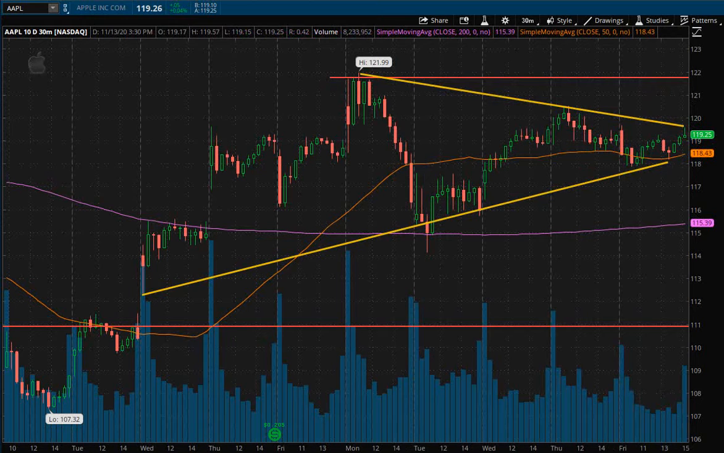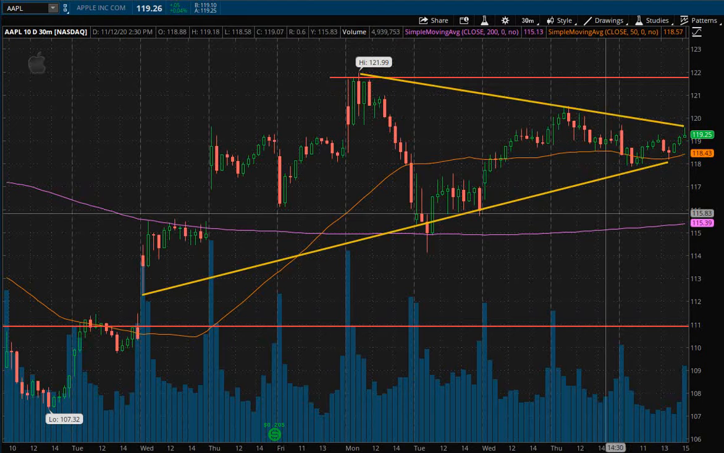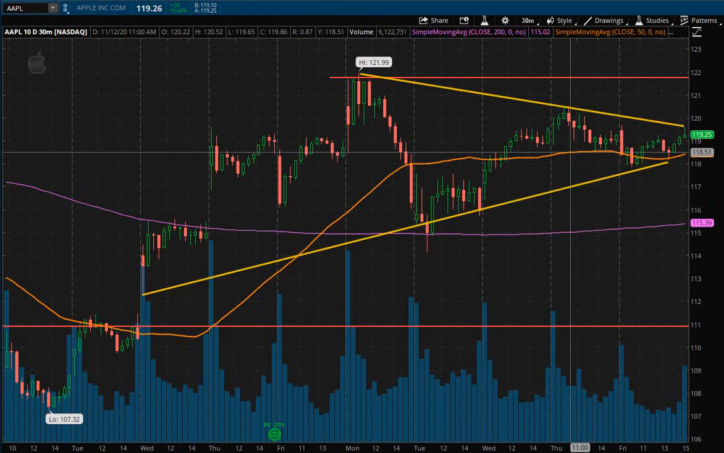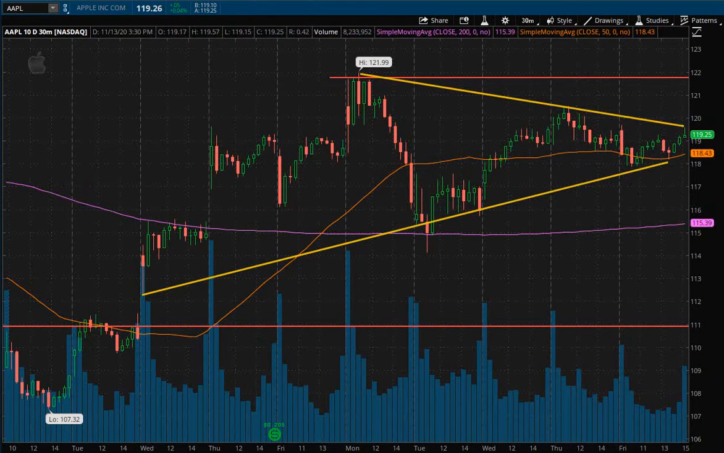And a triangle pattern is a continuation pattern of the overall trend. And in this case, you can see the trend is not actually clearly defined. However, I'm going to be leaning bullish. One way to tell what the trend is looking like is looking at the 200 SMA right here, this purple line, or the 50 SMA right here, this orange line. And these are pretty much going to be the amount of time that the trend has been intact.